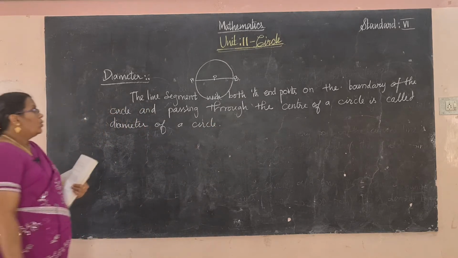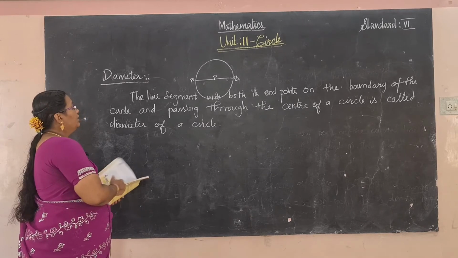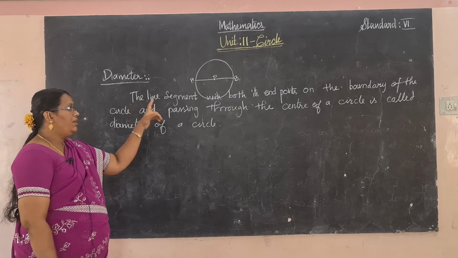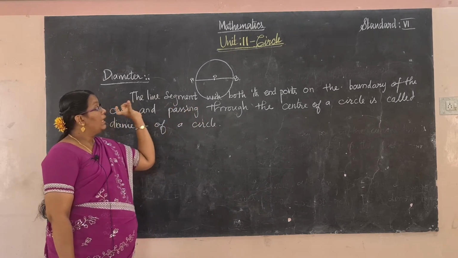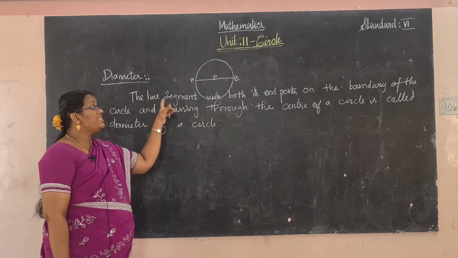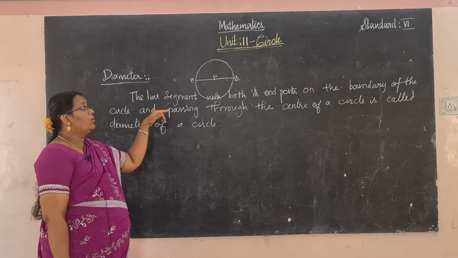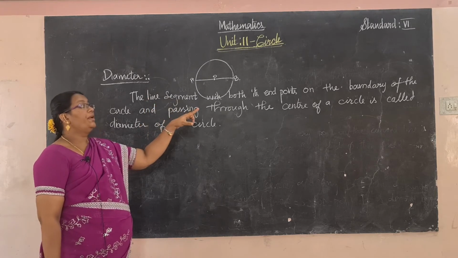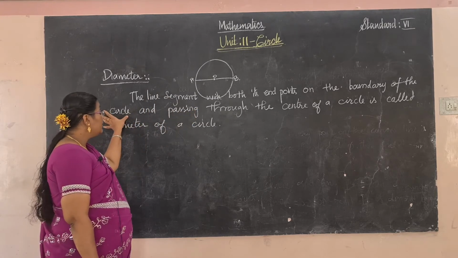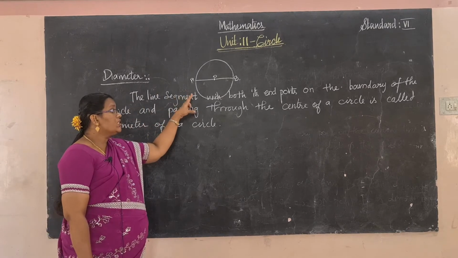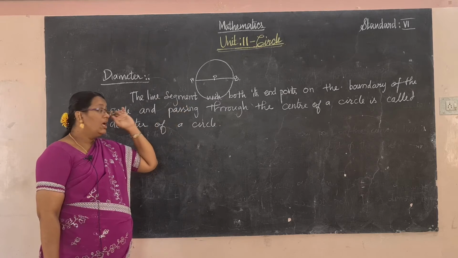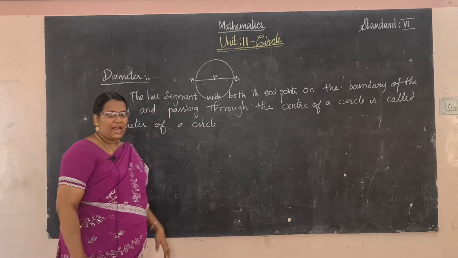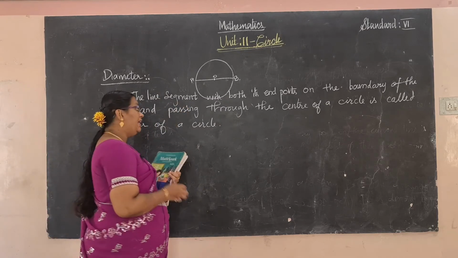So what is called the diameter? A line segment AB with both its end points on the boundary of the circle, and it passes through the center of the circle. Then it is called the diameter. It is denoted by D.